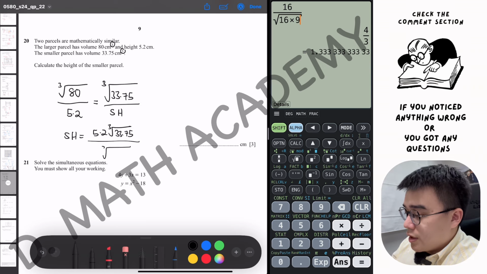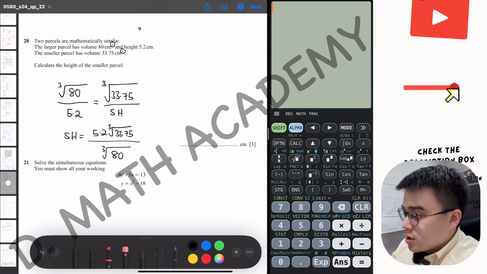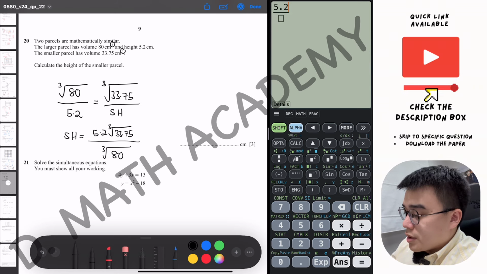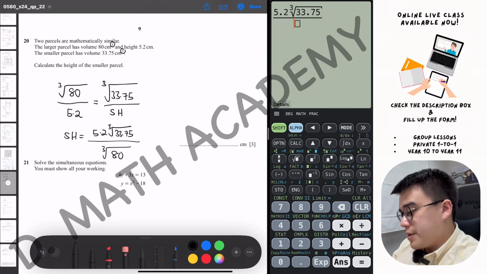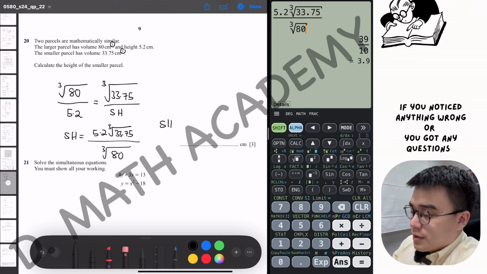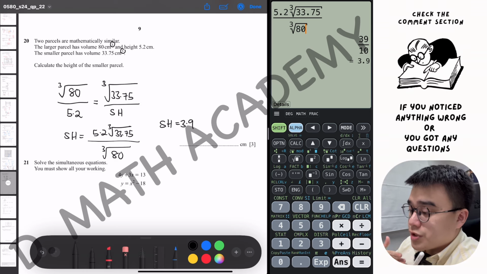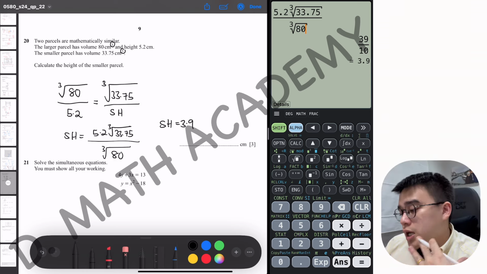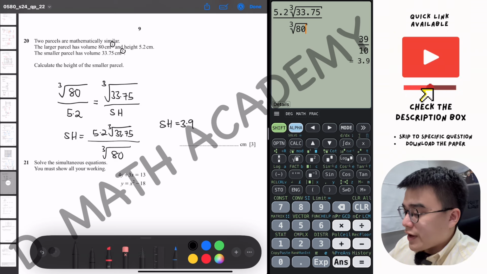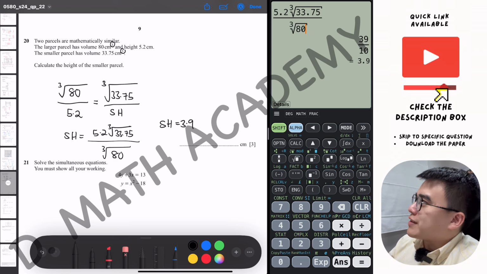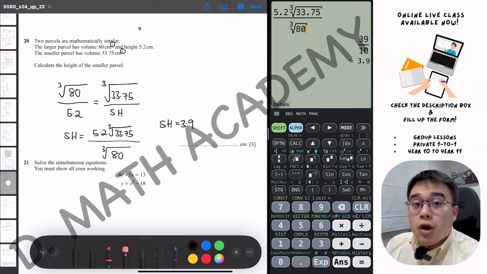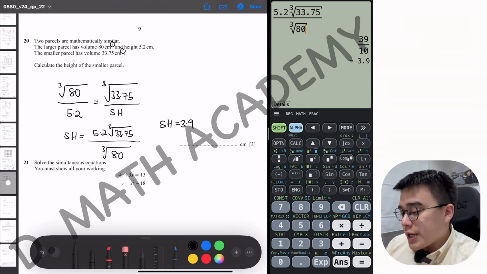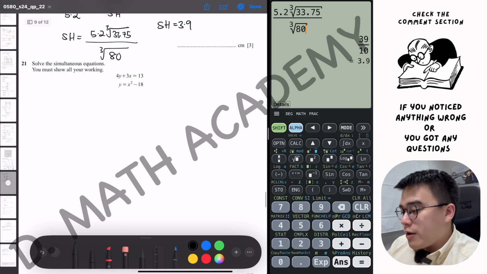So put in the information. And then the bottom part, I have this, making the small height 3.9. Okay, nothing very special. I'm just using the generic scale factor. This is not really a scale factor, this is mathematically similar. But the method that I used was the comparison way. So moving on to question 12.